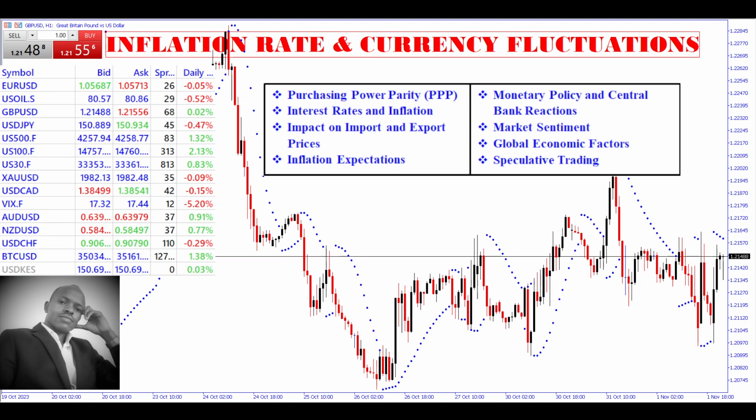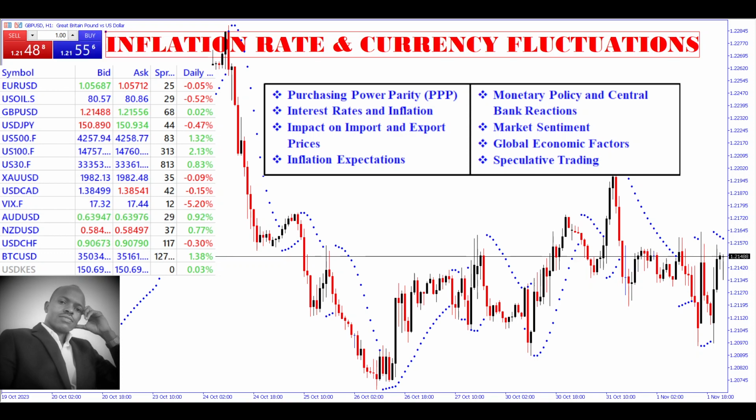Then we see that traders in the forex market may speculate on future inflation trends, which can lead to short-term fluctuations in the value of the pound. So as such, you see that the inflation rate also has an impact on speculative trading. For example, if inflation in the UK starts to rise significantly higher than the Bank of England's target, it can cause concerns amongst investors.